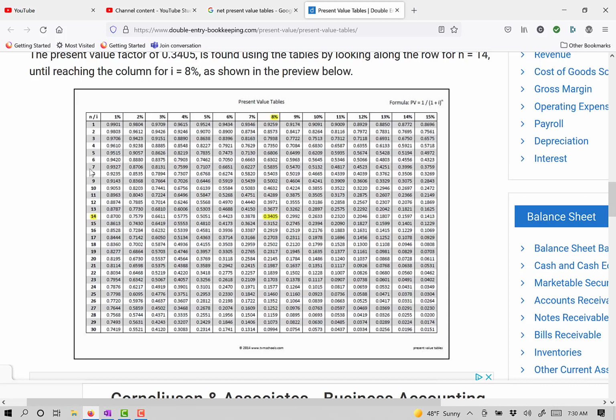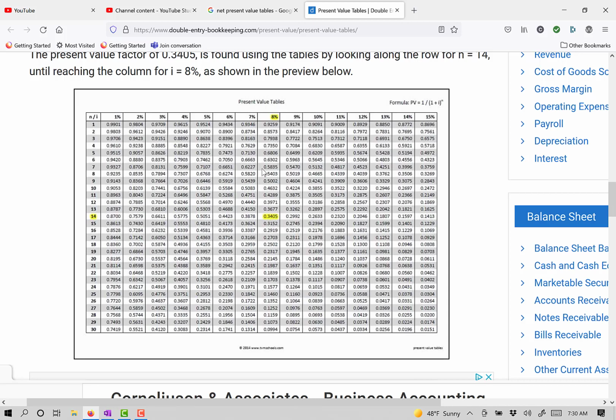The way you read this table is we have interest rates across the top and number of periods down the first column here. Where you see highlighted in yellow, 14 periods, 8% interest, what that's saying is a dollar at 8% interest, or the impact of 8% interest, in 14 time periods is only worth 34 cents.